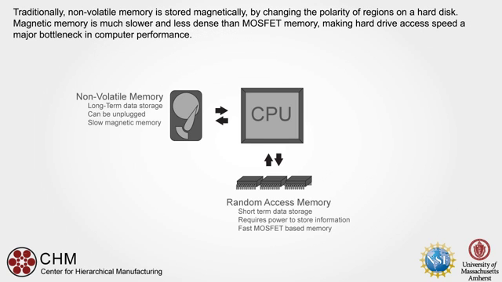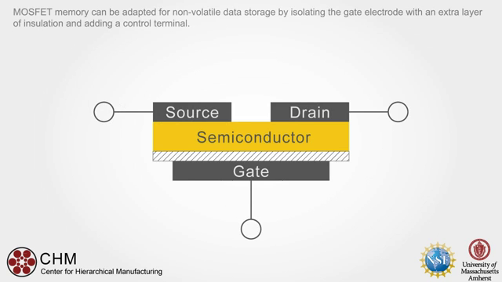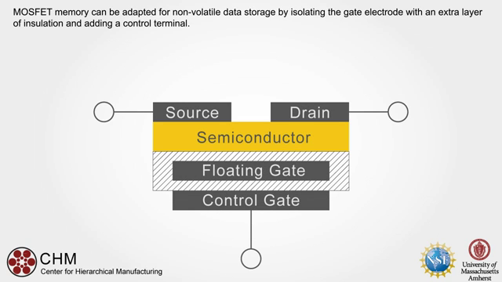Traditionally, non-volatile memory is stored magnetically by changing the polarity of regions in a hard disk. Magnetic memory is much slower and less dense than MOSFET memory, making hard drive access speed a major bottleneck in computer performance. MOSFET memory can be adapted for non-volatile data storage by isolating the gate electrode with an extra layer of insulation and adding a control terminal.